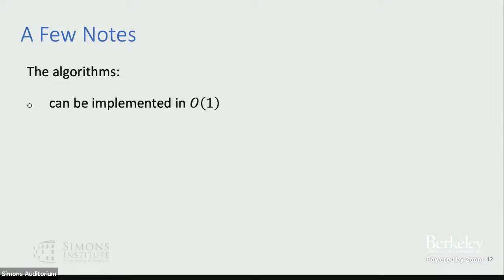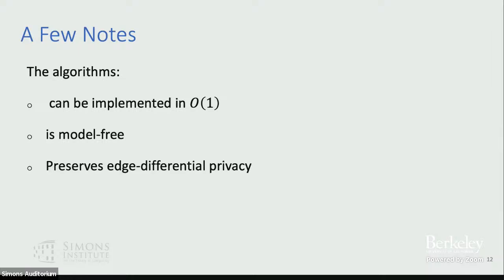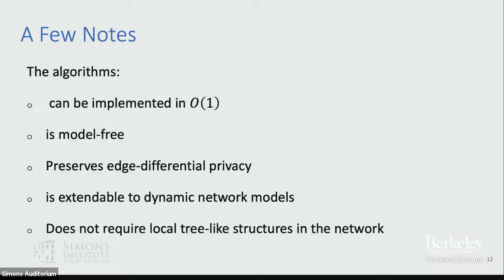A few notes about the algorithm. First of all, the way that I'll show you, maybe it's not very immediate to see, but it can be implemented in O of 1. Even the first algorithm, I could implement it in O of 1, even if I have a few nodes of large degree. I could just do it backward in a sense. And it's model free, of course. I didn't assume anything about the network, and it preserves edge differential privacy. So if I care about not revealing information of edges, that's fine. And it's extendable to dynamic networks, where nodes can come or be removed from the network in some sense. And it doesn't require anything like a local tree-like structure, which is implicitly assumed in many of the network model ways of studying this kind of model.